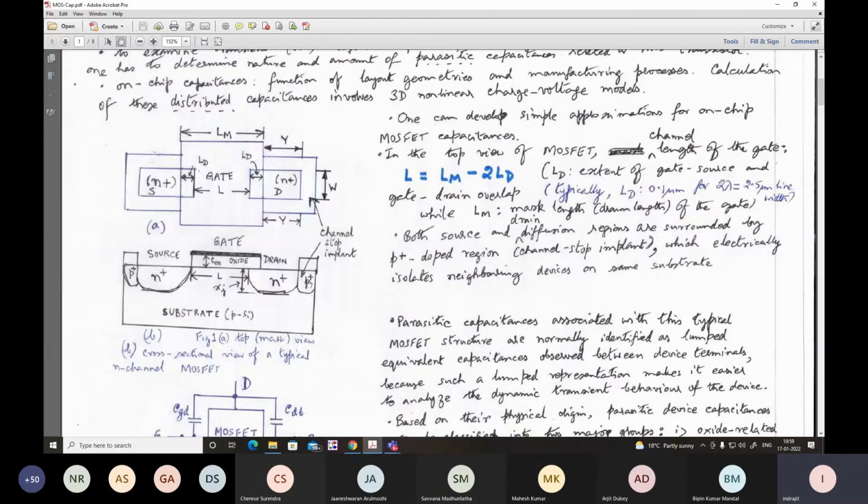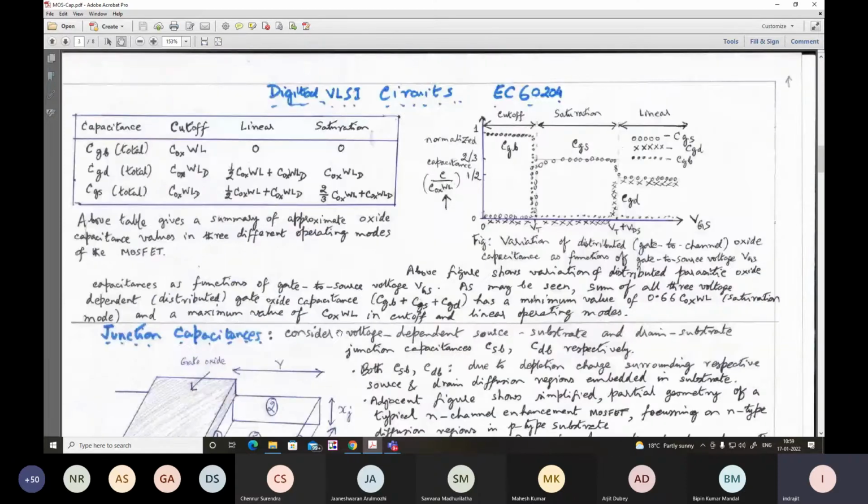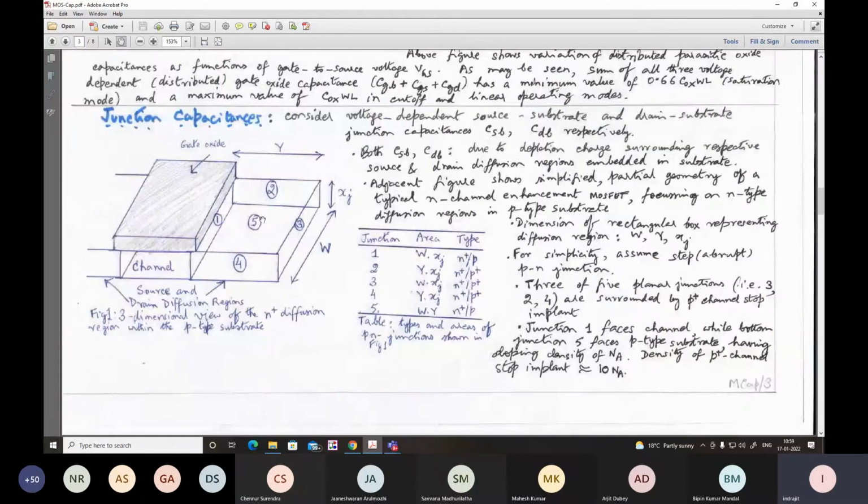This prevents the occurrence of any further channel. And as far as the simplified geometry goes, we have the included diffusion region N plus. It is surrounded on 3 sides by the channel stop implant, right? And so for them, we have to consider the P plus N plus junction.